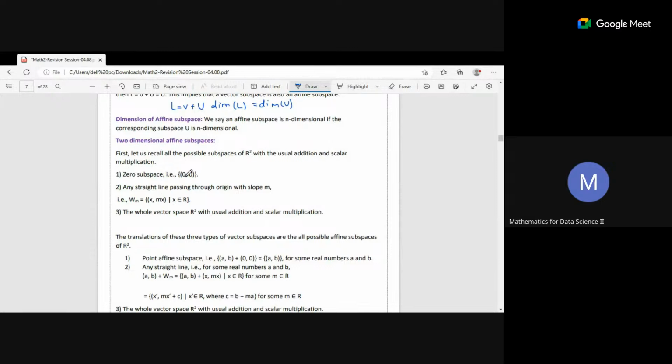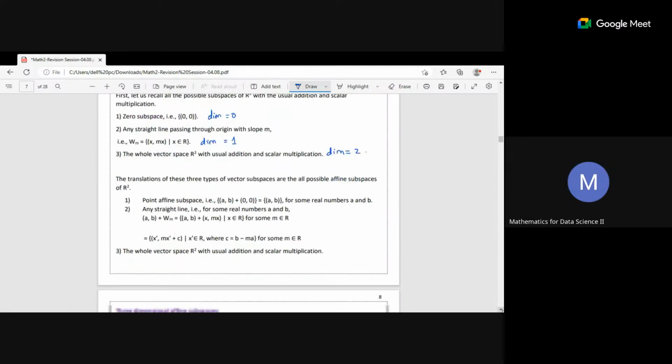What is the dimension of this space? The zero subspace? 0. And for this straight line passing through origin? 1. And the whole space R2? 2. Okay. So the corresponding translations are going to have the same dimensions. So the translations of these three types of vector spaces are all the possible affine subspaces. What are the possible translations?